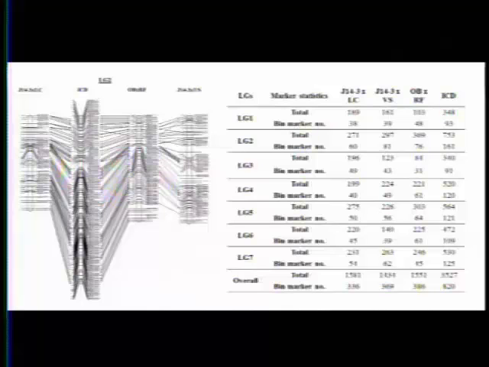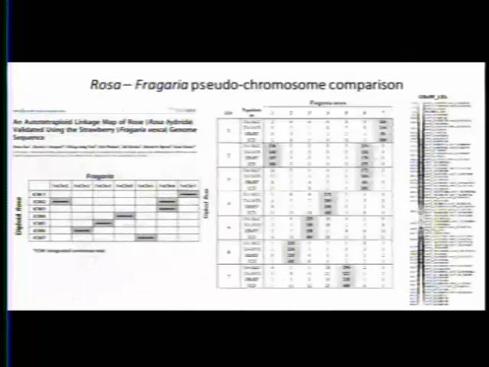More mapping information is shown in this table. Overall, if we look at our consensus map, we fitted 3,527 markers across all 7 linkage groups. However, as you may realize, many markers are co-segregating, so we tried to bin those markers into bin markers and counted our bin marker number, and we have 820 bin markers on the consensus map. So it's a very high density map.